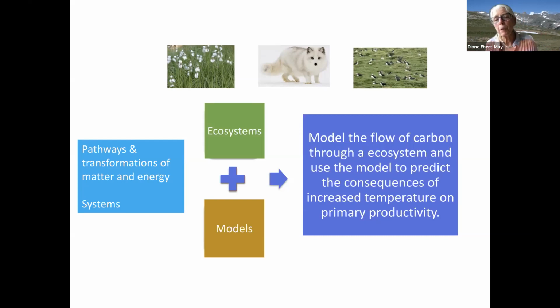So here's the learning objective. Model the flow of carbon through an ecosystem and use the model. See, you can memorize the first part, but now you've got to use it to predict the consequences of increased temperature on primary productivity. If our students all leave our courses doing that, I'm going to cheer. This is going to be good. And I'm not going to quit till they do. So you guys have a lot of work to do. I'll be like RBG in my 90s still doing this. All right, next.